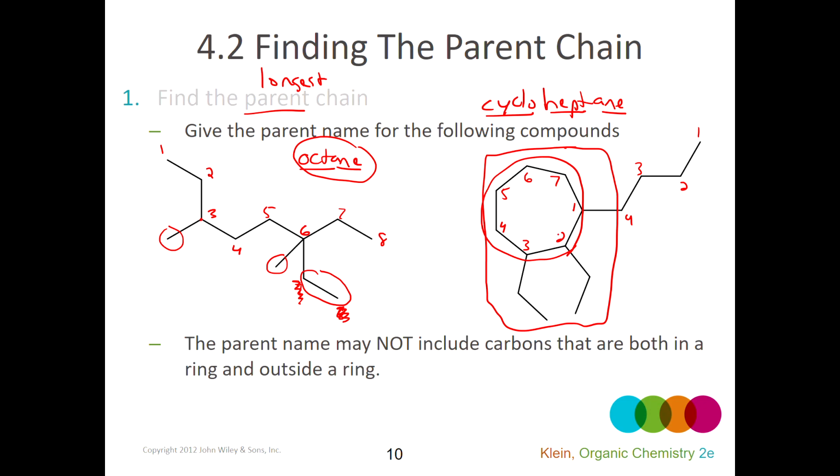don't include some of the carbons from the ring as well as carbons outside the ring all in the same parent. The naming system cannot account for that properly. So if I did start numbering out here and I went 1, 2, 3, 4, and then like 5, 6, 7, 8, 9, 10, 11, I can find an instance in this molecule where there are 11 carbons in a row, all connected.